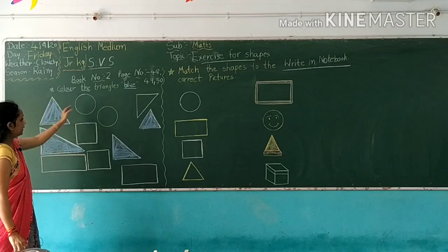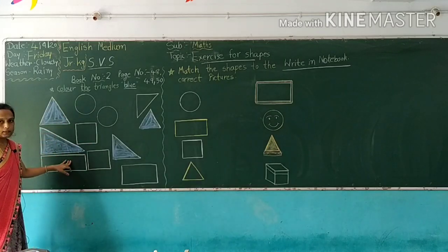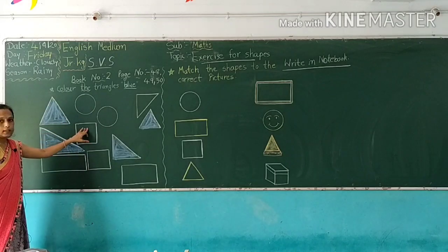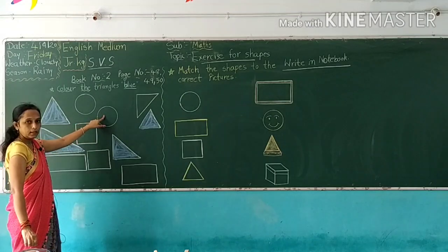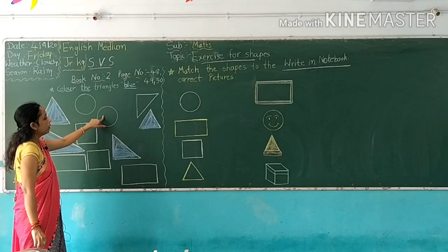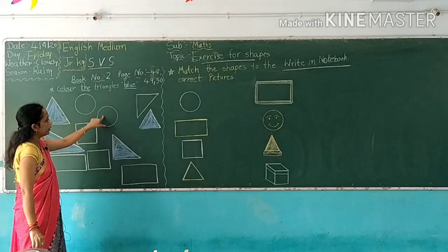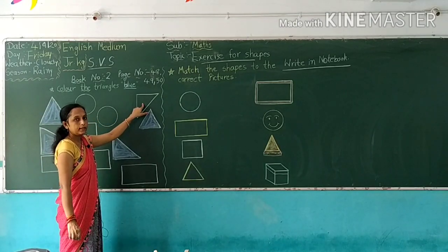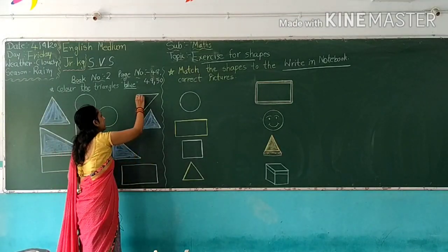And tell me, where is the triangle shape? This? No. This? No. This? No, this is a circle shape. So where is the triangle shape? This. Yes, this is a triangle shape.